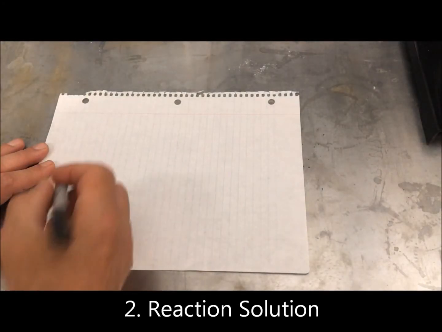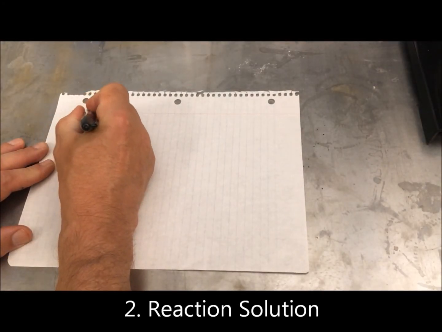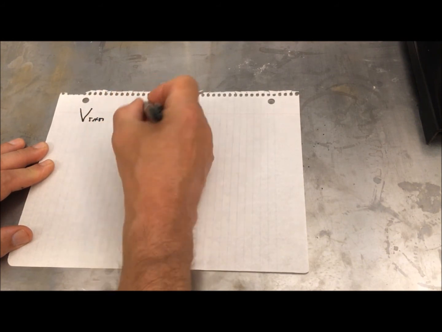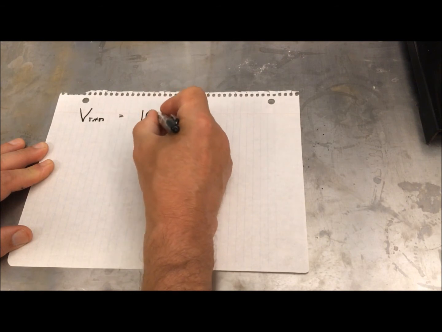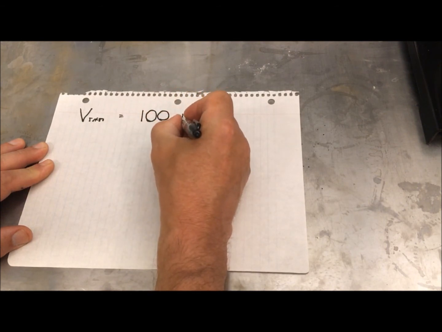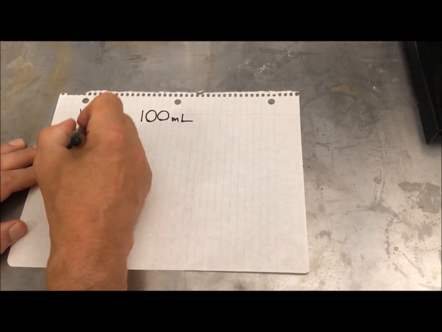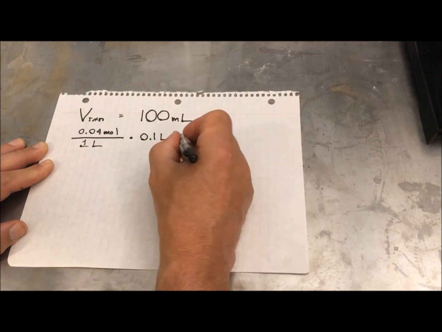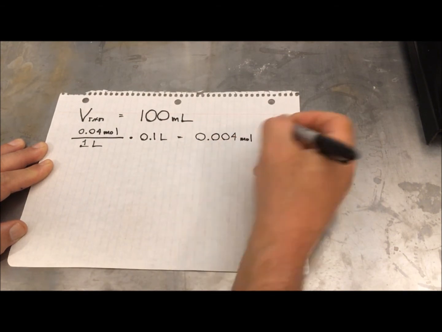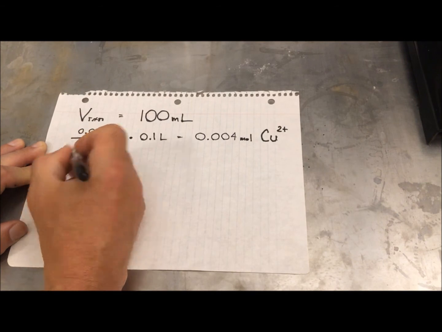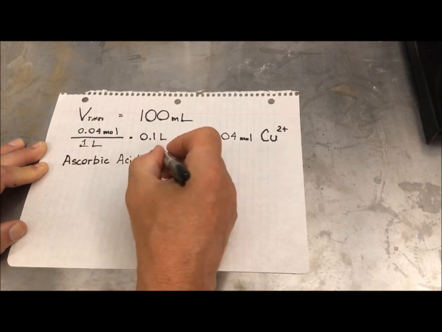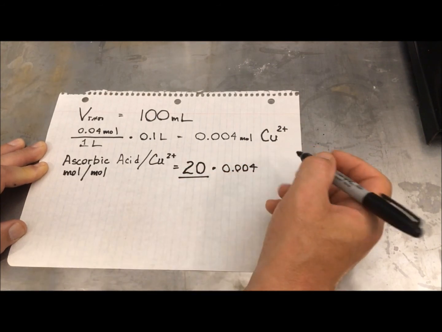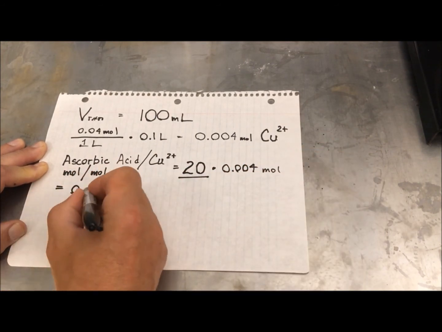Next we'll figure out our reaction solution. The volume of the solution is arbitrary. It just depends on how much product you want at the end, as are the absolute concentrations of the reagents. What's important is the mole ratios of copper 2+ ions to the reducing agent as well as the capping agent. So it's best to start out with the copper salt and determine the number of moles you'll have in solution. I'm using 100 milliliters of the stock solution, so that'll give us 4 millimoles.